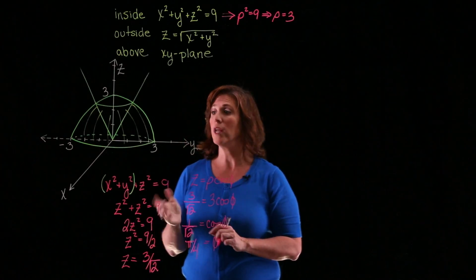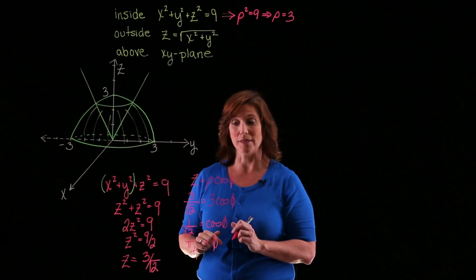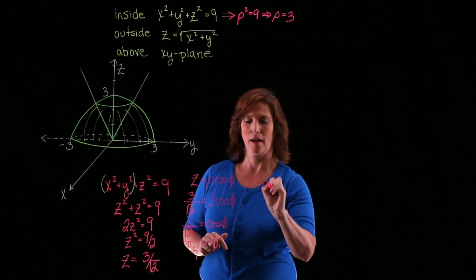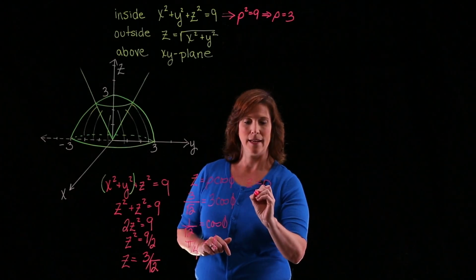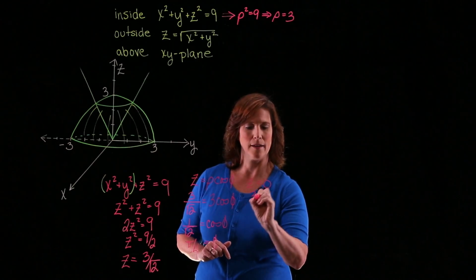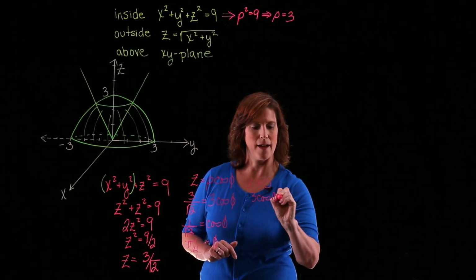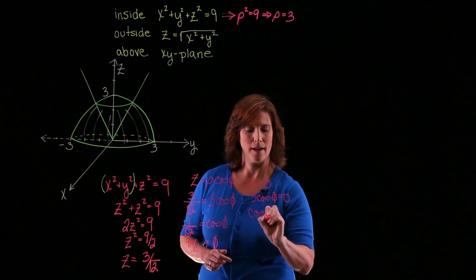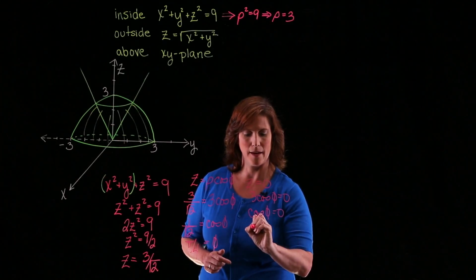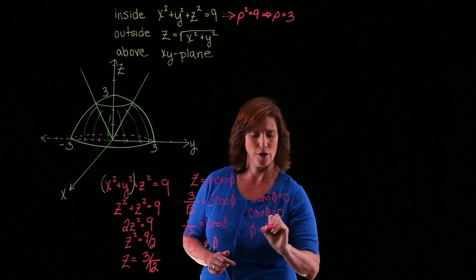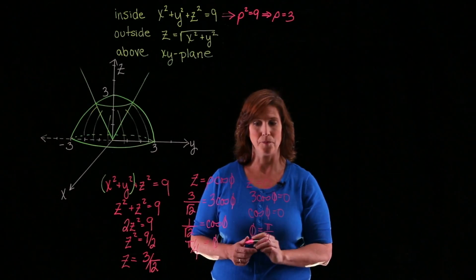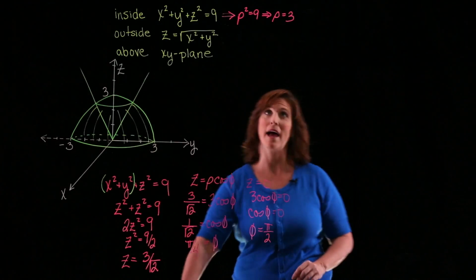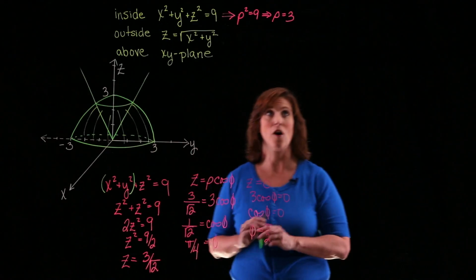At the bottom, we know that z is going to equal 0. So z equals 0 means that 3 cosine of phi equals 0, which means that phi must be pi over 2. Okay, I think I have all my information set up. It's time now to actually find the volume.